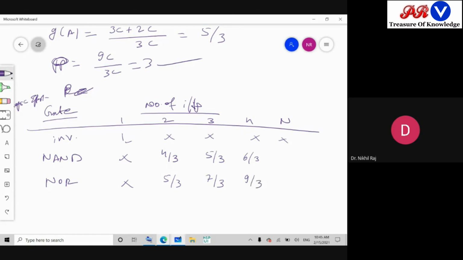So this can be expanded to n number of inputs, because it can take n inputs. I can write this one as n plus 2 divided by 3, and this one can be expanded as 2n plus 1 divided by 3. If we put 2 inputs, we get the direct logical effort. So these are the standard formulas to calculate the logical effort of NAND or NOR gates.